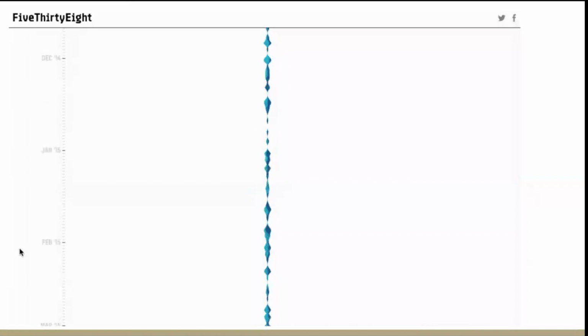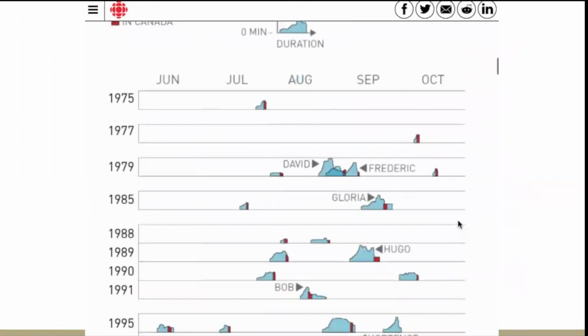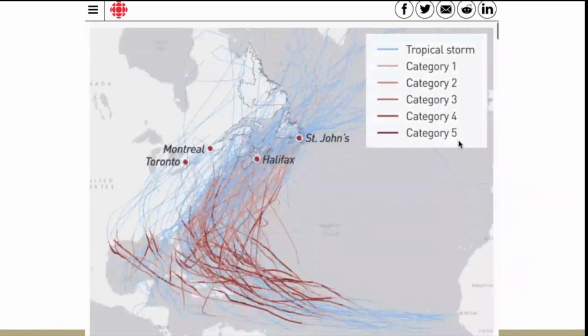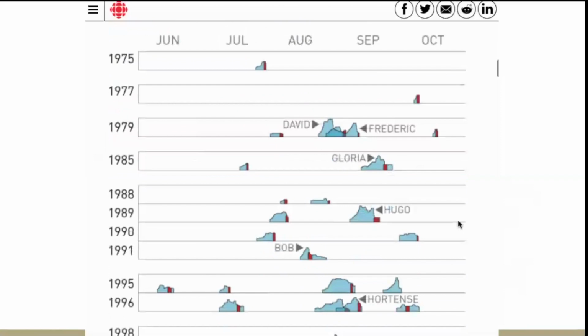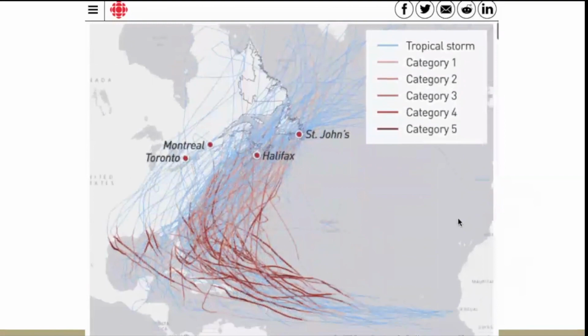Here's one that we did at the CBC when it was hurricane season. I saw a lot of interactive maps about all the hurricanes in the world, and you had to hover over each one of them and find out how strong they were and when they came. But we thought it was better to present it all in this big overall map, and then break it down visually like this, scrolling through each of the hurricanes that passed through Canada and how strong they were. So you can just absorb this through the very normal act of scrolling.